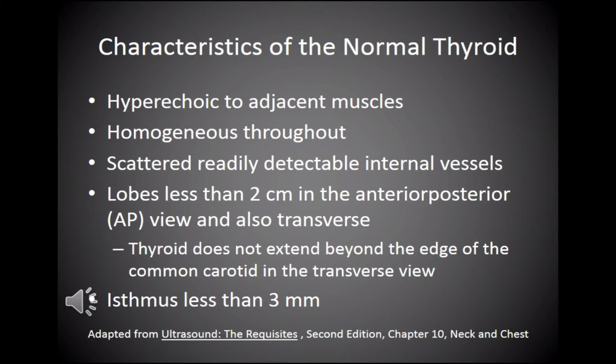It is homogeneous throughout, looks a little bit like the testicular exam or perhaps the pancreas. It has scattered, readily detectable internal vessels. If you look carefully, the vessels actually go around the outside capsule of the thyroid and penetrate the thyroid from the outside. The lobes measure less than 2 centimeters in the anterior-posterior AP view and also in the transverse view. The thyroid also does not extend beyond the edge of the common carotid in the transverse view. And the isthmus is less than 3 millimeters.